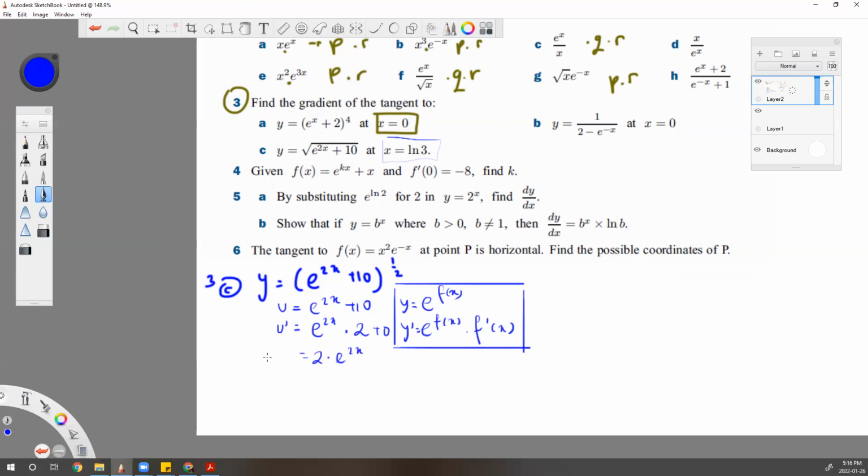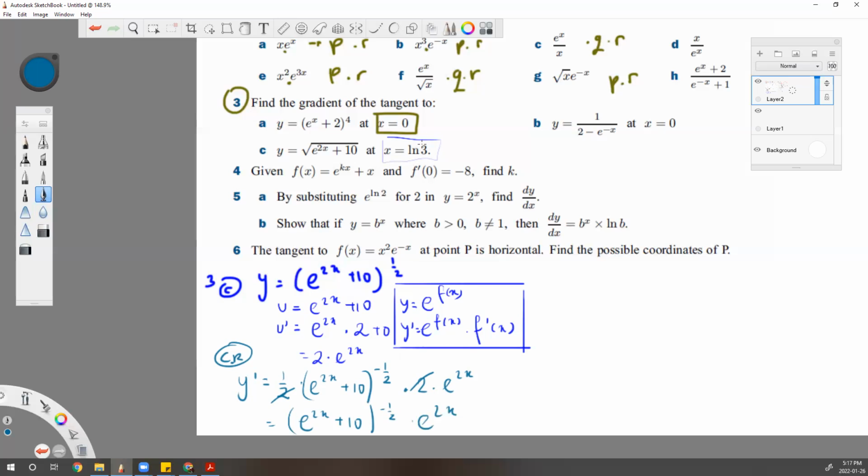Okay, so what next? You use the chain rule, the regular chain rule. So the y accent is equal to half, and I have to be careful about this chain rule. Half times (e power 2x plus 10), close the bracket, to the power half minus 1, negative half, times the u accent, 2 e power 2x. And then you can cross out. So (e power 2x plus 10) to the power of negative half times e power 2x.